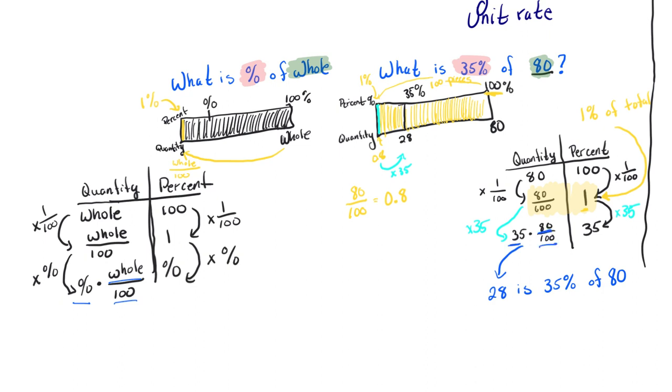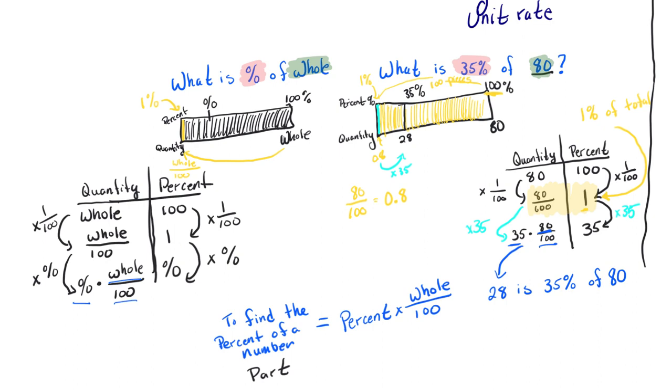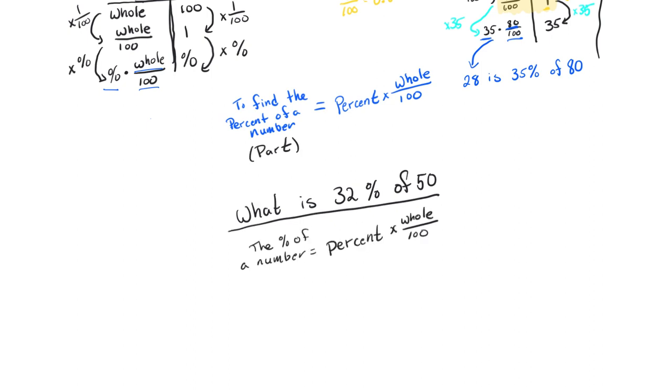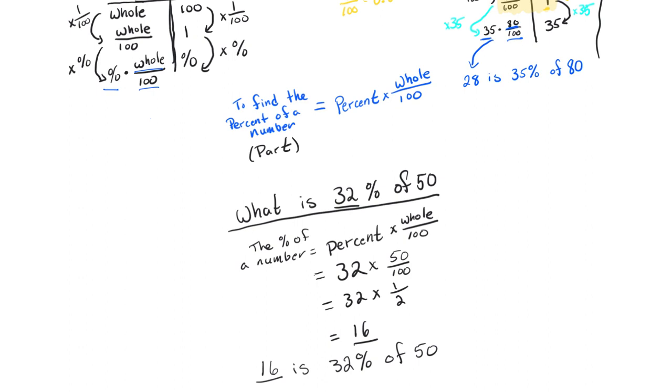Now I can see my rule, and my rule is going to be to find the percent of a number, I take my percent and I multiply it times the whole over 100. So a quick example, what is 32% of 50? I'm going to go back and remember that the percent of a number is equal to the percent times the whole over 100. So this would be the percent times the whole over 100. And then I can simplify this, and I know that 50 over 100 is just 1/2. So in this case, I'm looking for 1/2 of 32, which is 16. So I know 16 is 32% of 50.